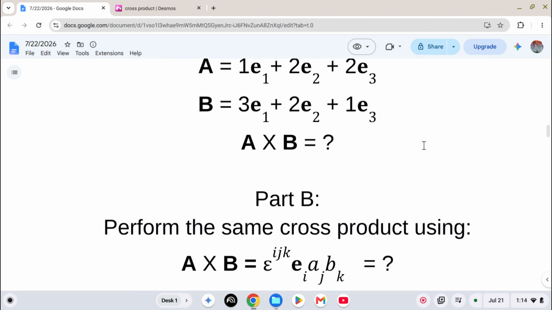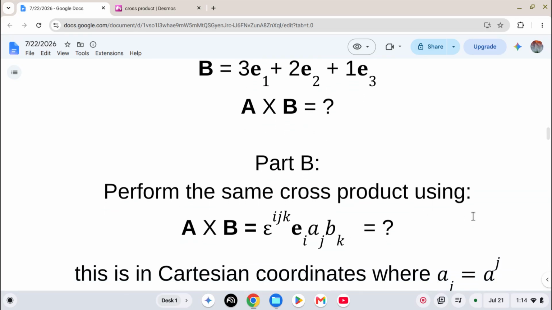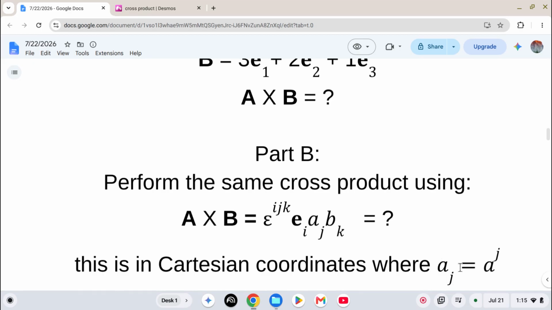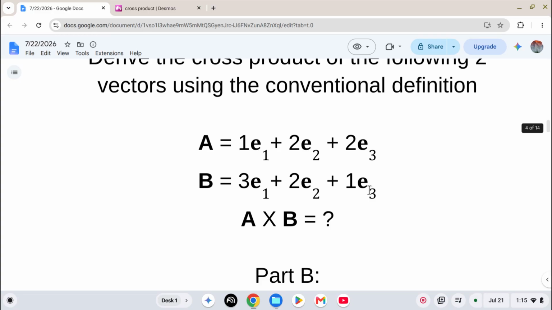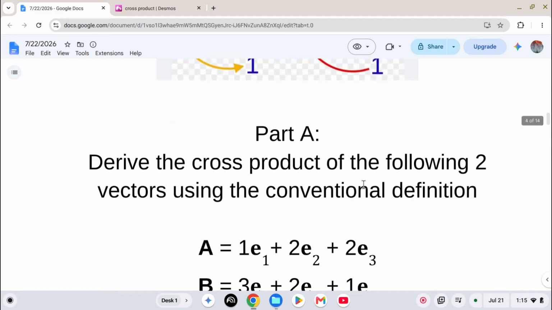Part B, perform the same cross product using this Levi-Civita permutation tensor. Now, immediately you're going to say, whoa, you've got covector components here. Remember, this is a Cartesian coordinate frame. The covector component is the same as the vector component. They're equal, right? That's why we can get away with this notation. But it's still a proper tensor equation. It's just that in any other coordinate system, this would not be true. You would have to make allowances for that. So perform the cross product using the rules we just went through.